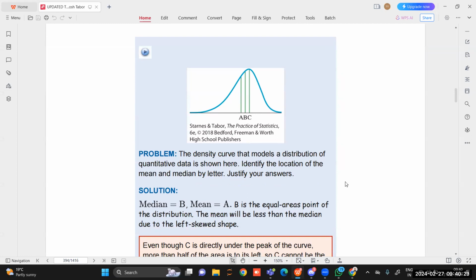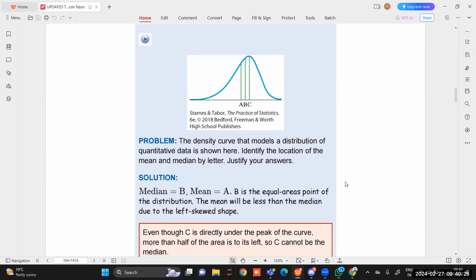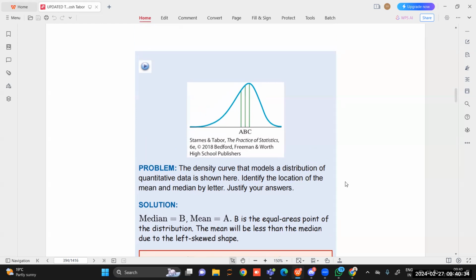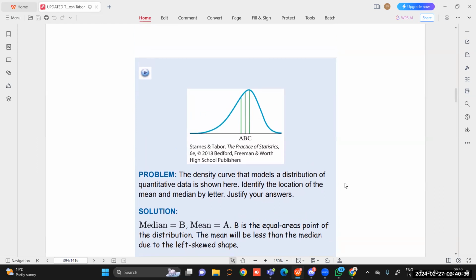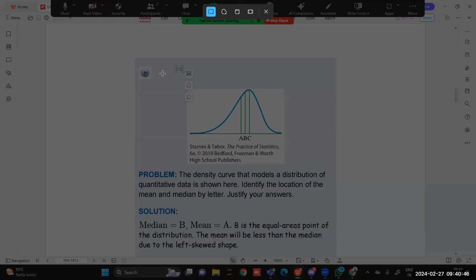See, now this is the thing. The density curve that models a distribution of quantitative data is shown here. Identify the location of the mean and median by letter. Justify your answer. This is very simple. This distribution is left skewed, yes or no? Left skewed. Okay, so the extreme left point.